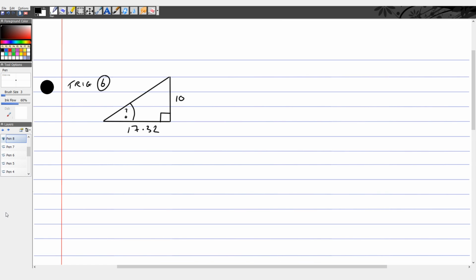So finally we've got trig. Example 6, got a right angle triangle, so we can use trig. If it wasn't a right angle triangle, then we can't do it using this method. So we've got a right angle triangle, unknown angle, we've got a side and another side. So let's figure out what type of question it is to find this angle.